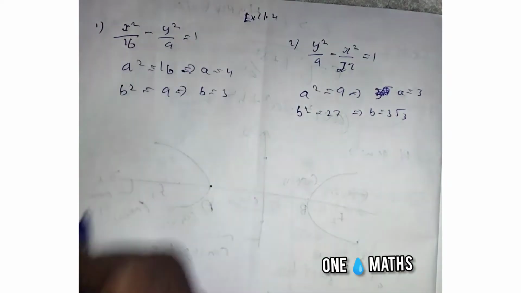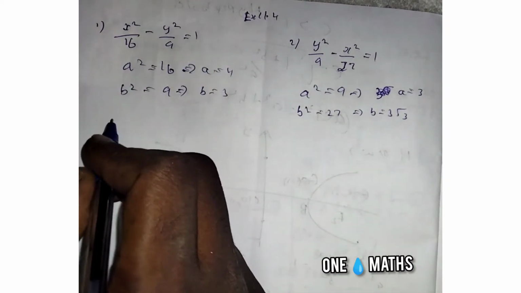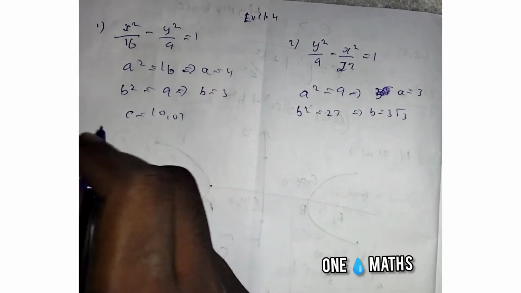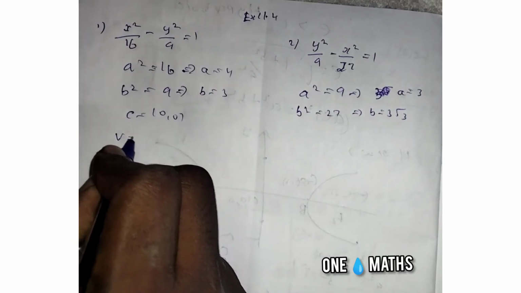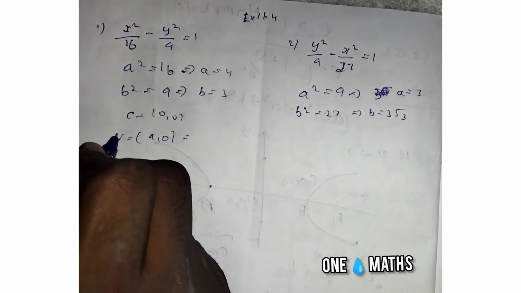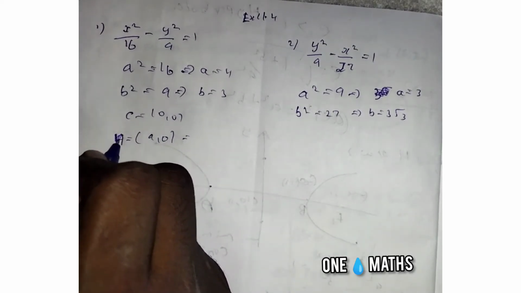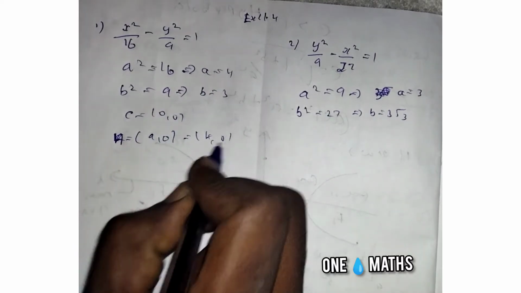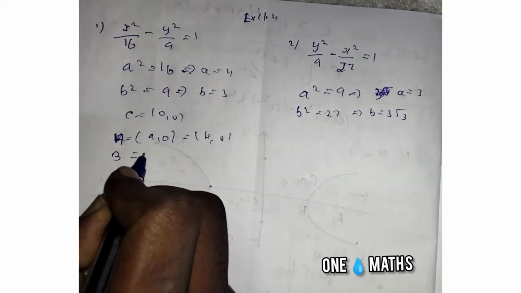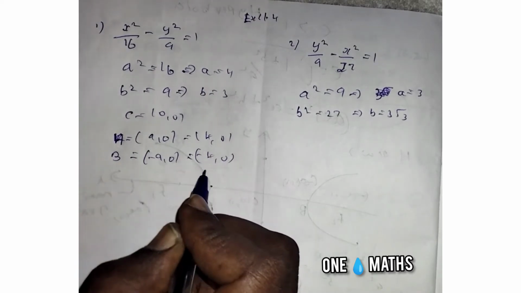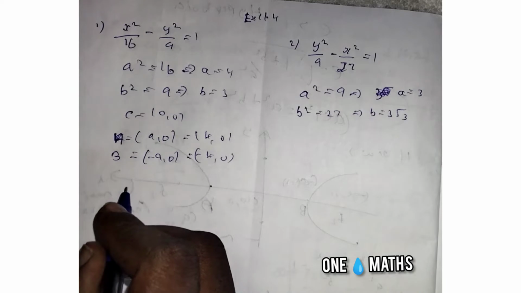Now they asked to find the vertex and focus. The center is 0, 0. So the vertex we can write as a, 0. The first vertex is a, 0, and here the a value is 4, so 4, 0. The second vertex is minus a, 0, so minus 4, 0.